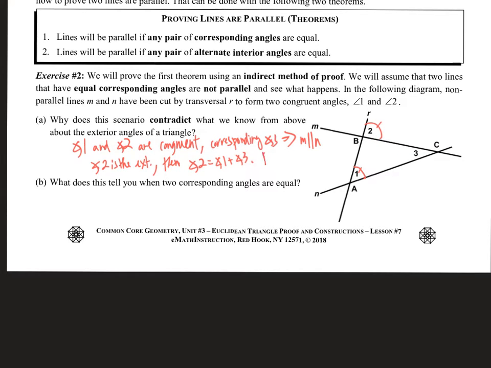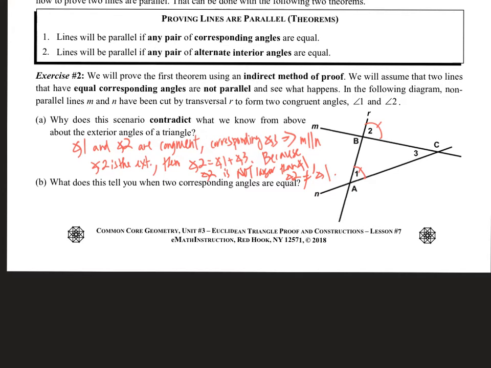So because angle 2 is not larger than angle 1, angle 2 cannot be equal to angle 1, right? That piece of information can't be true since we clearly have a triangle over here that would make the exterior angle theorem true, right?